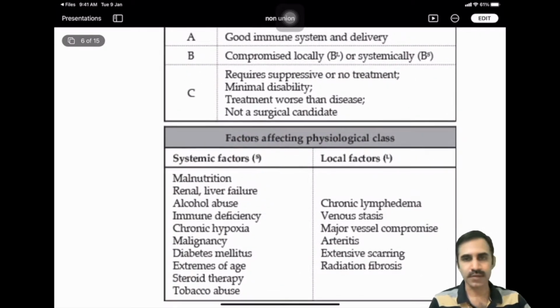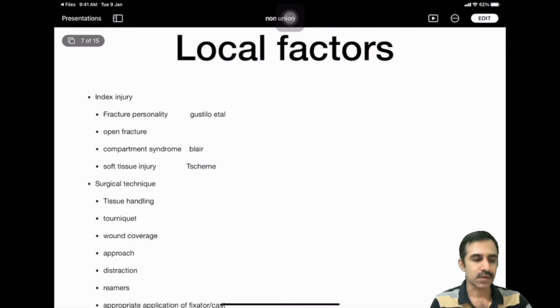And the factors affecting the physiological classes include systemic factors and local factors. Important systemic factors include malnutrition, renal or liver failure, alcohol abuse, immune deficiency conditions, etc. The local factors include chronic lymphedema, venous stasis, major vessel compromise, arteritis, extensive scarring, and radiation fibrosis. The local factors include mainly the index injury and the surgical technique.